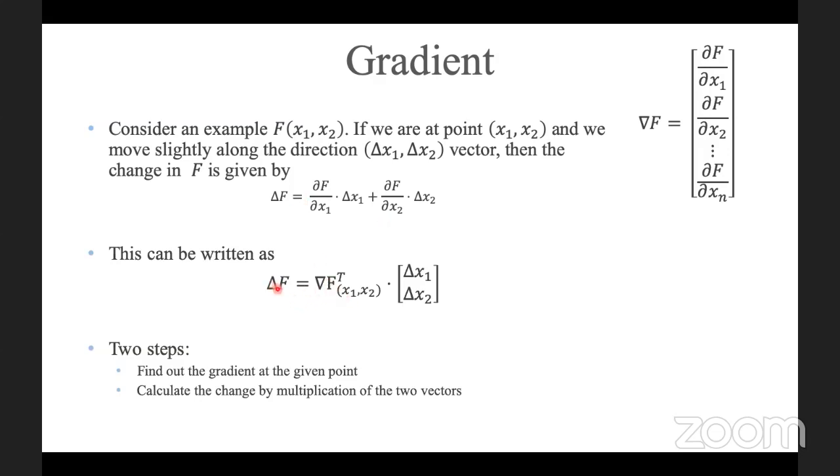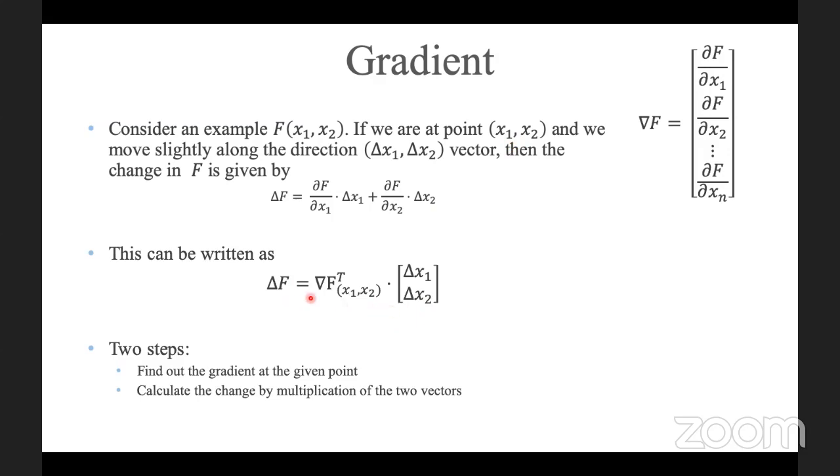So delta f is equal to nabla f transpose. I evaluate this gradient at (x1, x2), and I dot it with (delta x1, delta x2). There's an important reason why we are seeing it as vectors. Remember, this is the evaluation of the gradient at a particular point, and you are taking the dot product with this (delta x1, delta x2). Let's call this the motion vector or something of this sort. So we are moving along this vector from the point (x1, x2).